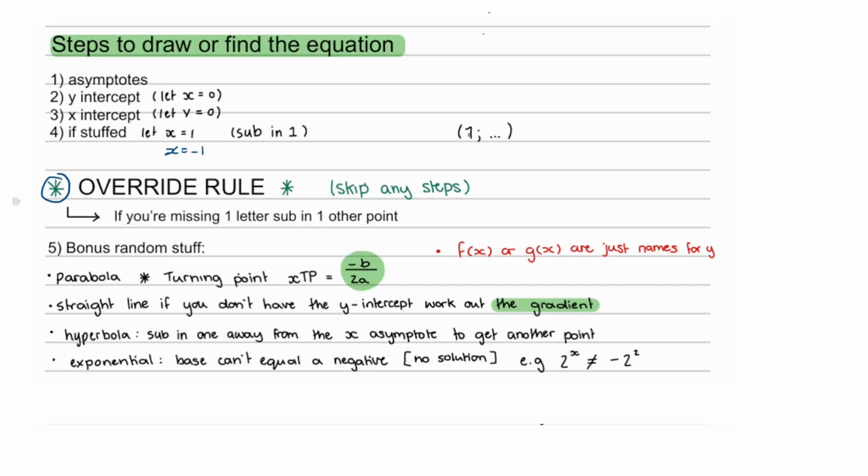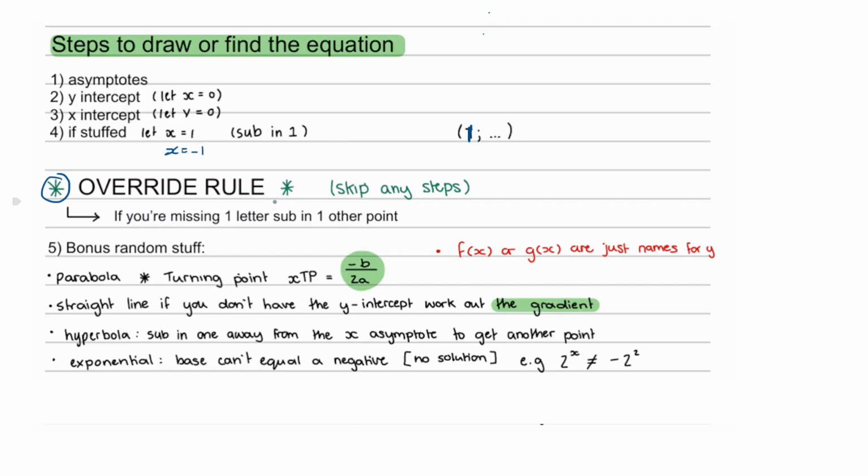What it would look like is you just put 1 into the graph that you have and see what y value it spits out. And once you have that point, you can then probably play dot to dot and have enough information to draw your graph. So that's a simple way just to start.